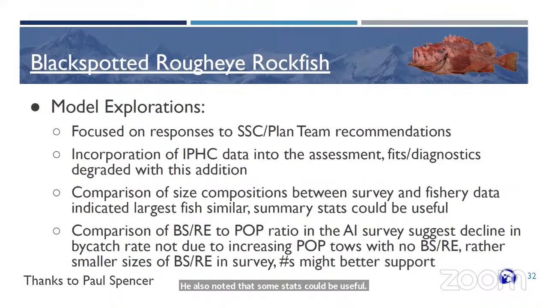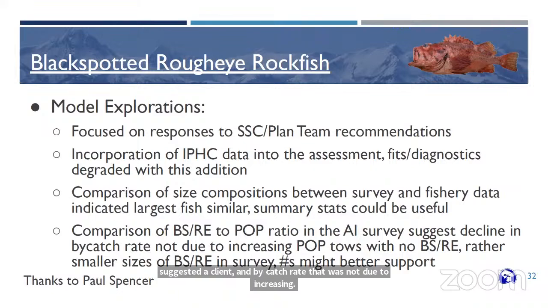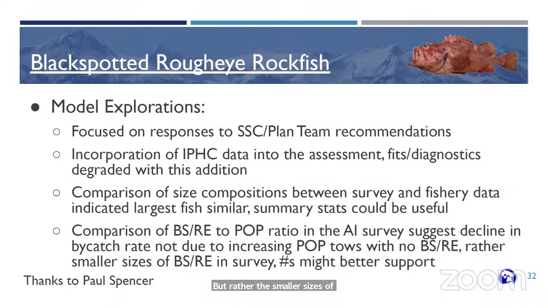And then he did a comparison of blackspotted rougheye to POP ratio in the Aleutian Islands survey. That suggested a decline in bycatch rate that was not due to increasing POP tows, but rather the smaller sizes of blackspotted rougheye in the survey. And they also had a discussion that numbers might be better for this comparison to support this.